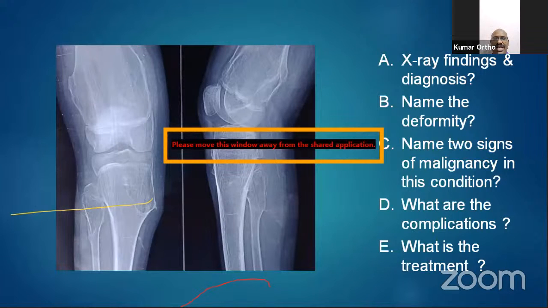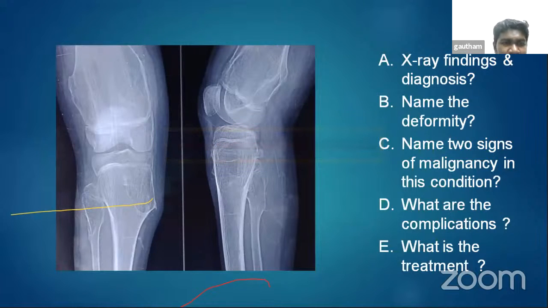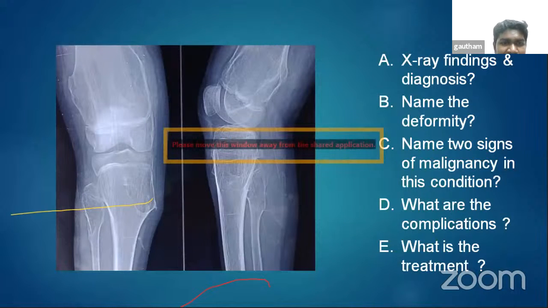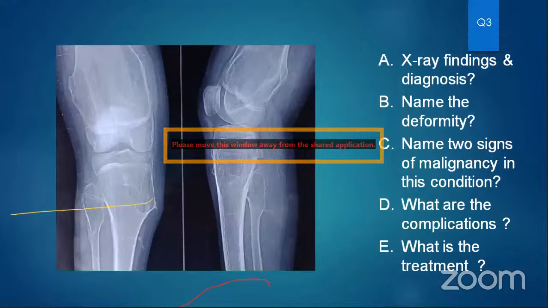The metaphysis, what happened to the metaphysis? The shape of the metaphysis. It's a normal shape. Sir, I will go for a differential: non-ossifying fibroma, chondromyxoid fibroma, giant cell tumor of parathyroid.